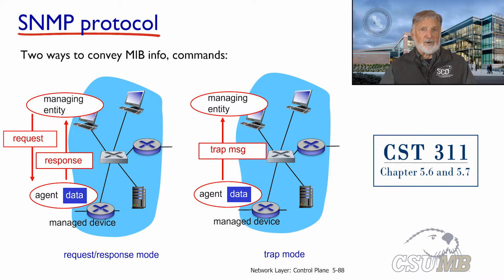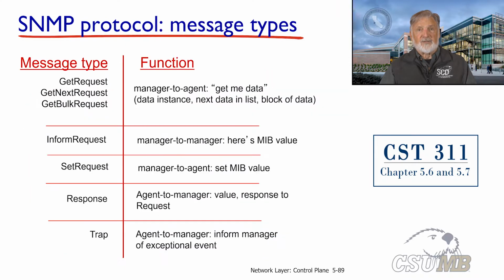In SNMP, there are two message types: request response and trap. There are 5 subtypes of requests. The first is the GET request. This is a manager to agent request to retrieve the value of a variable or list of variables. Then there's the GET next request. This request allows a manager to request the next sequential object in the agent's management information base.